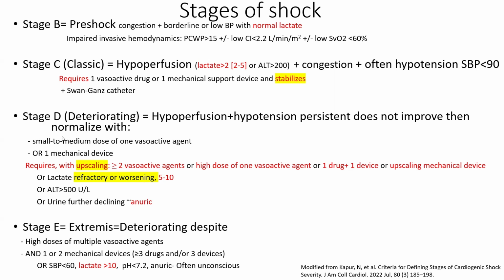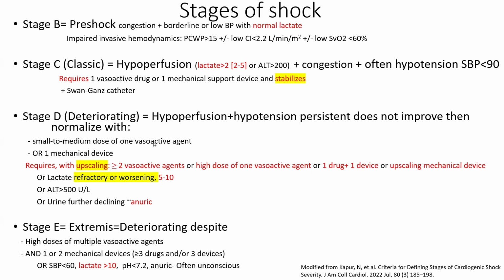Stage D, he's getting worse on one vasoactive drug, small to medium dose, and you're required to go to a high dose of one drug, or multiple vasoactive drugs, or one drug and one device, or you're escalating a device. So the key word here is upscaling. You're not responding to just one medium dose of a drug. It's upscaling. It's a bad trajectory. Or your lactate is high to start with. Frequently, those patients are anuric.